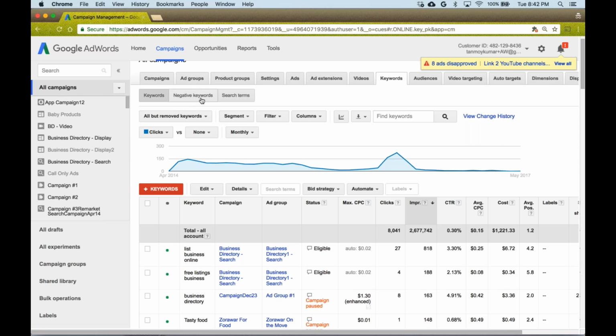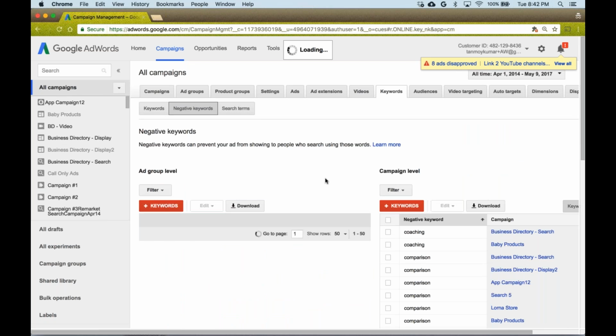The next one is your negative keywords. Can you see this on the top? Just beside keywords you have negative keywords. Everyone can see this, right? All right, so you can click on negative keywords.